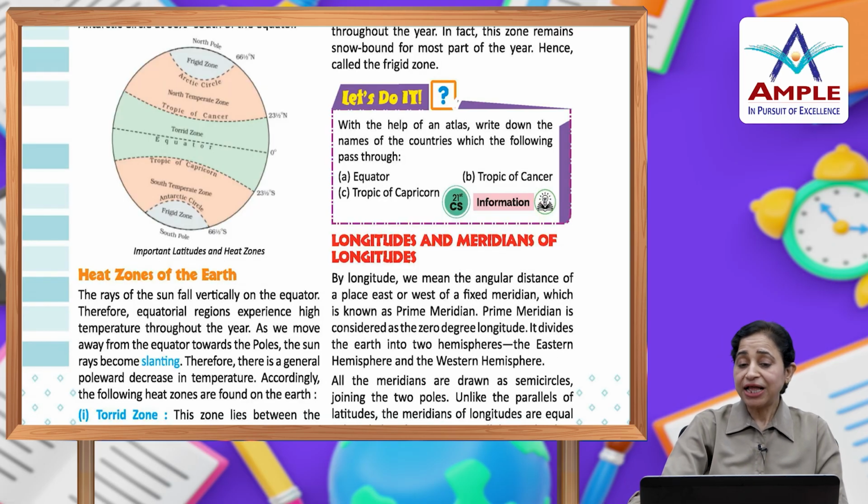Let's do it, children, with the help of an atlas. Write down the names of the countries through which the following pass: the equator, Tropic of Cancer and Tropic of Capricorn.